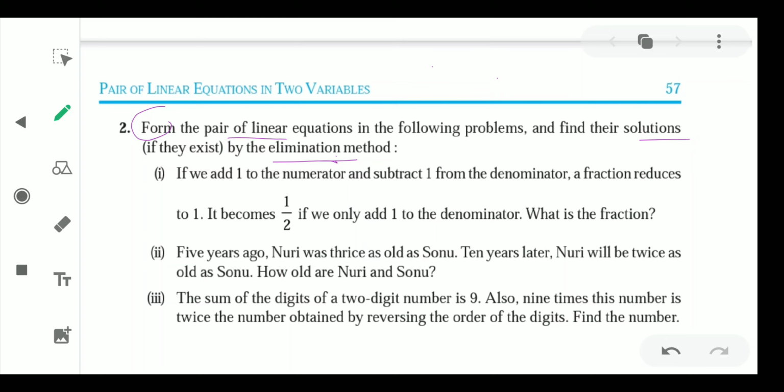First problem: if we add 1 to the numerator and subtract 1 from the denominator, the fraction reduces to 1. So there is a fraction, say x by y. When I add 1 to the numerator and subtract 1 from the denominator, it becomes 1, he says. And similarly, it becomes 1 by 2 if we only add 1 to the denominator. What is the fraction?